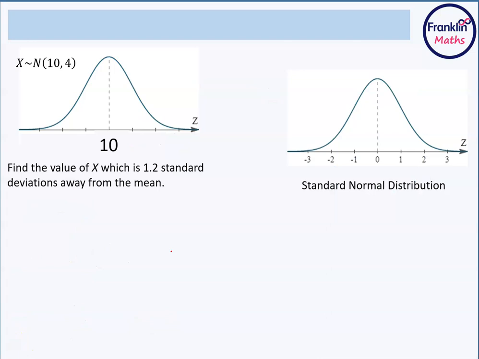Okay, so the other style of question, which you'll see here, is find the value of x, which is 1.2 standard deviations away from the mean. All we're going to do is use the same formula we just did a minute ago and change it ever so slightly. So notice this time we were not given an x value, we're actually given the 1.2 standard deviations away from the mean.